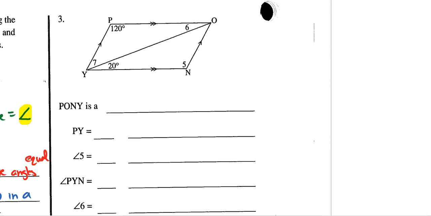Okay, so for question number 3, I noticed that the opposite ends, PO and YN, they're parallel. And I also noticed that ON in blue and PY over here, they're also parallel. So notice that the yellow lines are equal, but the blue lines are not equal to the yellow lines. So if that's the case, and if all sides are parallel, then we know that we have a parallelogram.